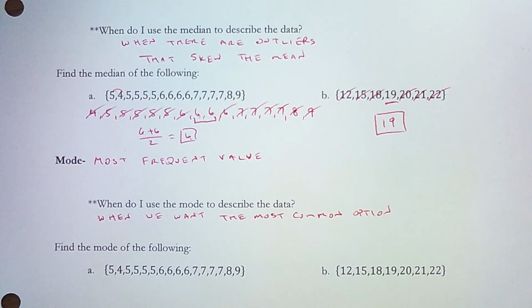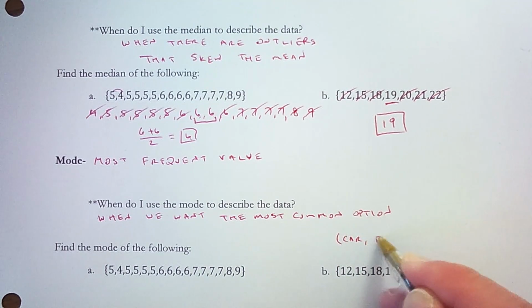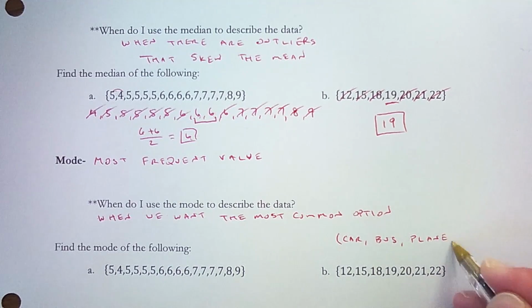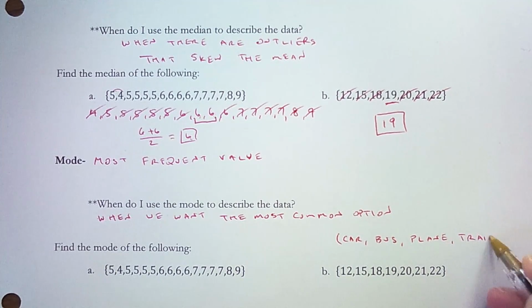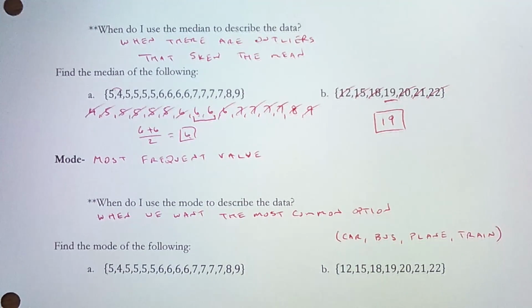Okay, so if we want to know how people like to go on their vacations, maybe they like to take a car or a bus or a plane or a train. If we want to know which one is most commonly used, the mode would really make a lot of sense. If we want to know how much money most people at a particular company make, then we might look for the mode for that central tendency as well.